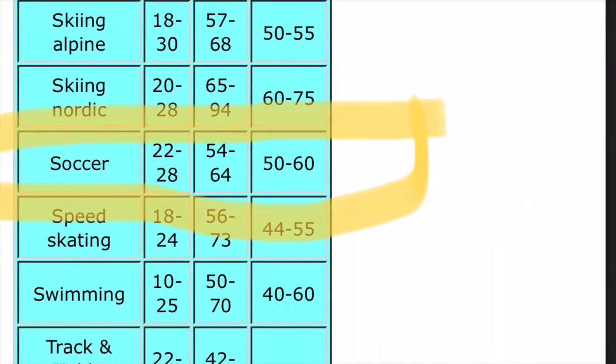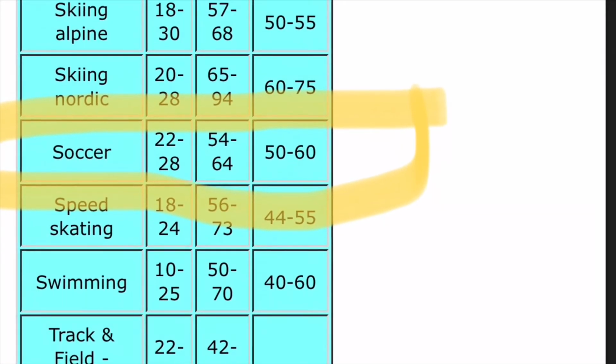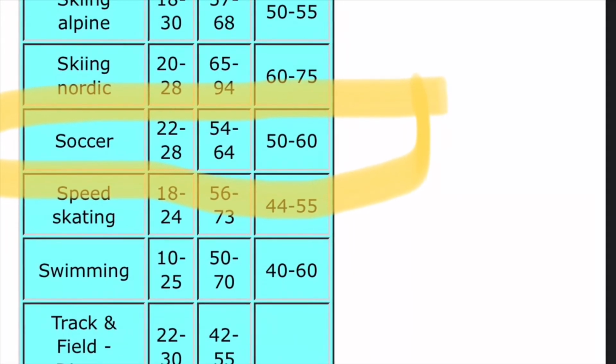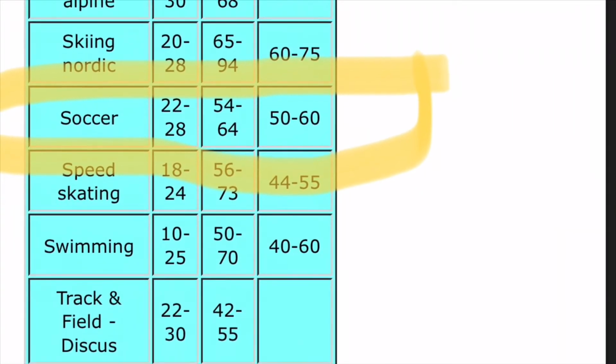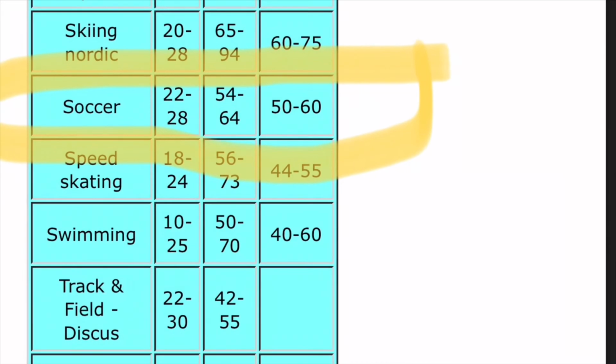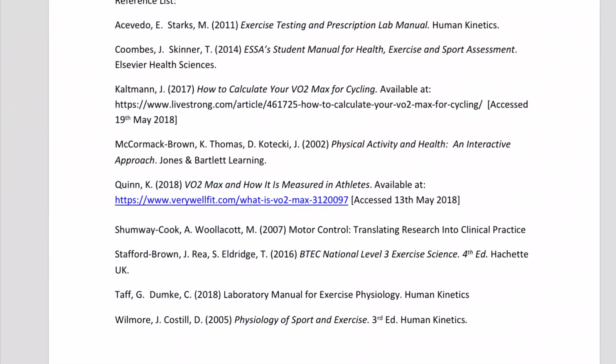This again also falls short of the average score for a football player aged between 22 and 28, being 11 millilitres per kilogram per minute of oxygen short of the average. Wilmore and Costill, 2005. Here is the reference list.